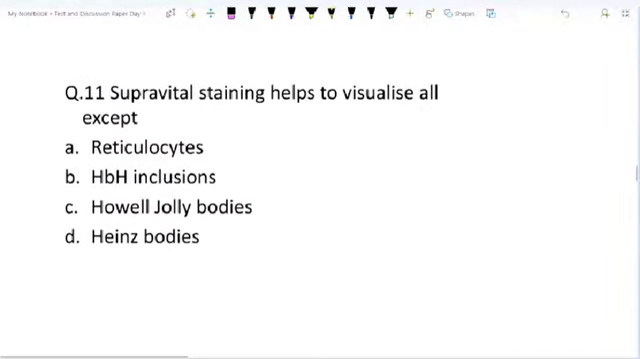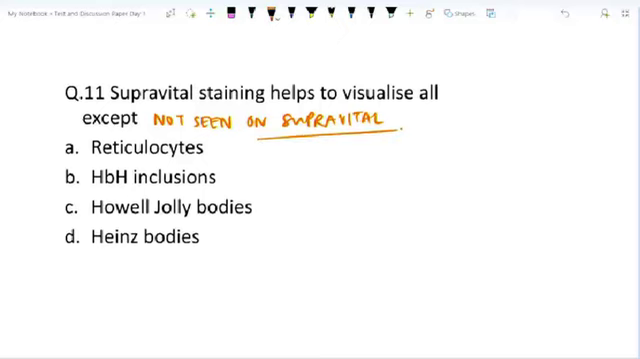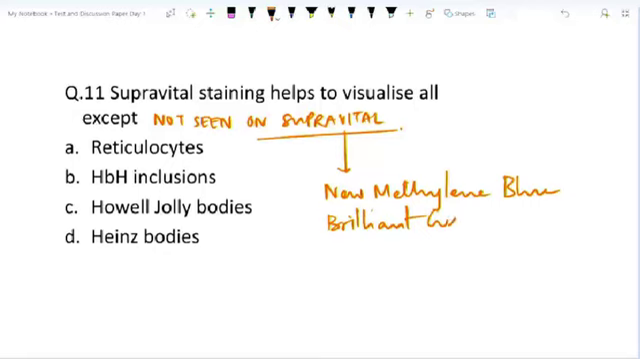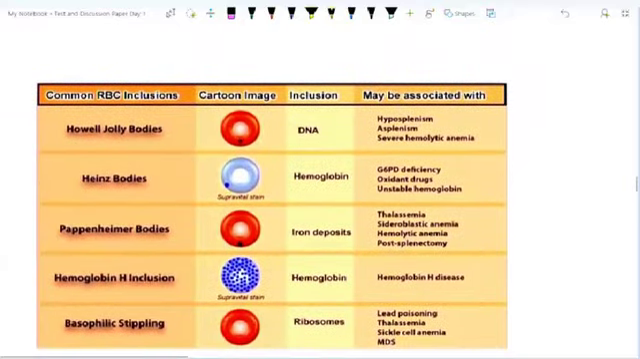Supravital staining helps to visualize all except. So which one is not seen on supravital stain is what they are asking, which means which one you recognize on routine Romanowsky stain. Some supravital stains are new methylene blue, then brilliant cresyl blue, azure B is another nice one, crystal violet, toluidine blue. All of these are important entities that you see on supravital stain.